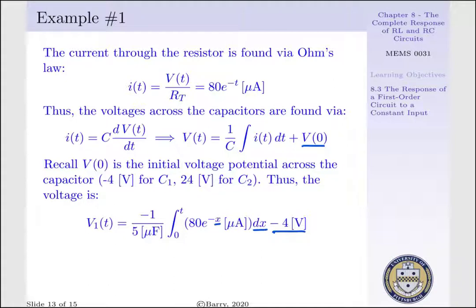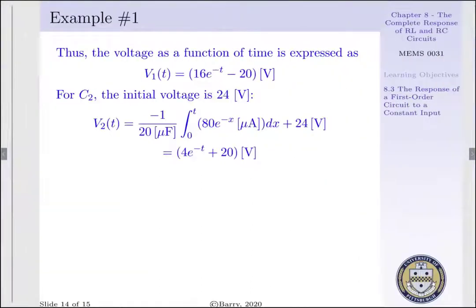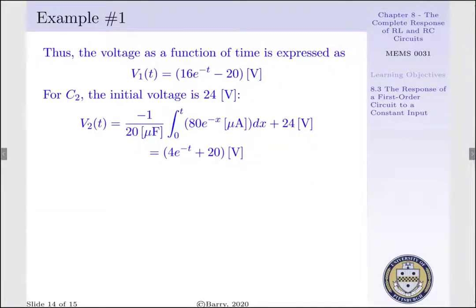However, we just executed a change of variables. Thus, our voltage potential across our first capacitor is equal to 16 e to minus t minus 20 volts. As time tends to infinity, our voltage potential across our first capacitor is going to tend to minus 20 volts. For our second capacitor, we recall our initial voltage is 24 volts. Thus, our voltage potential across the capacitor as a function of time is equal to minus 1 per 20 microfarads times the integral from 0 to t of 80 e to minus x dx plus 24 volts. Or the voltage potential across our second capacitor is equal to 4 e to minus t plus 20.